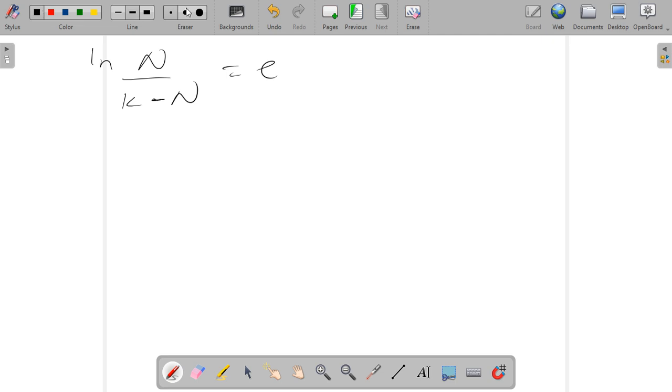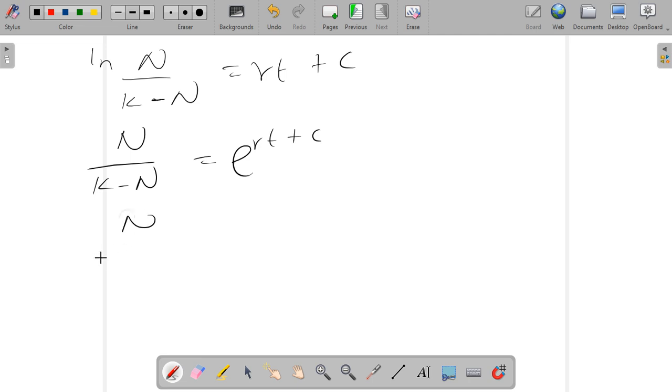Okay, so this is equal to what? RT plus C. So we want to make n subject here, so that's our main aim. When a logarithm moves to the other side it becomes an exponential. So I'm having n over k minus n is equal to exponential RT plus a constant.